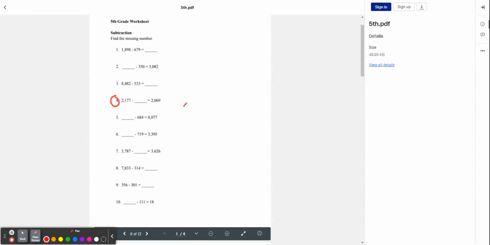Let's try 4. 2177 minus blank is equal to 2069. So the blank is the difference between this number and that number. So we're going to subtract 2069 from 2177. I'm going to borrow. 2 minus 2 is 0. So the blank is 108.